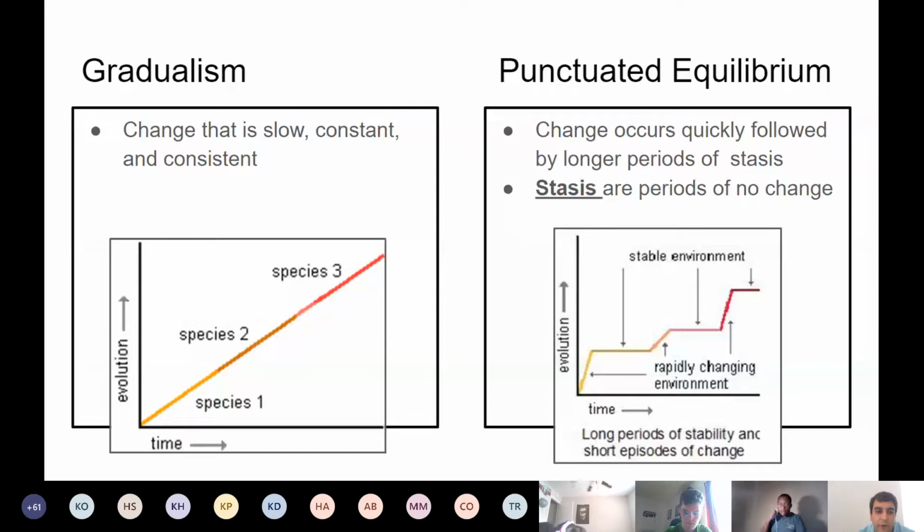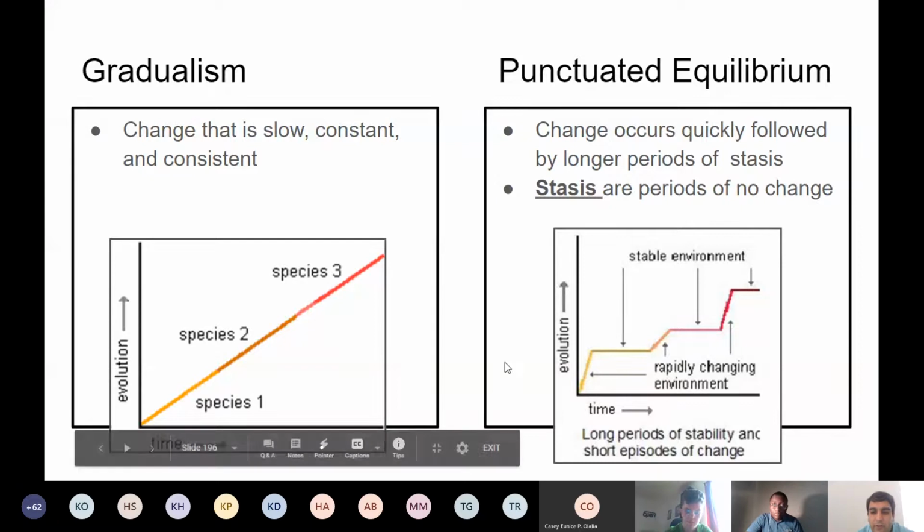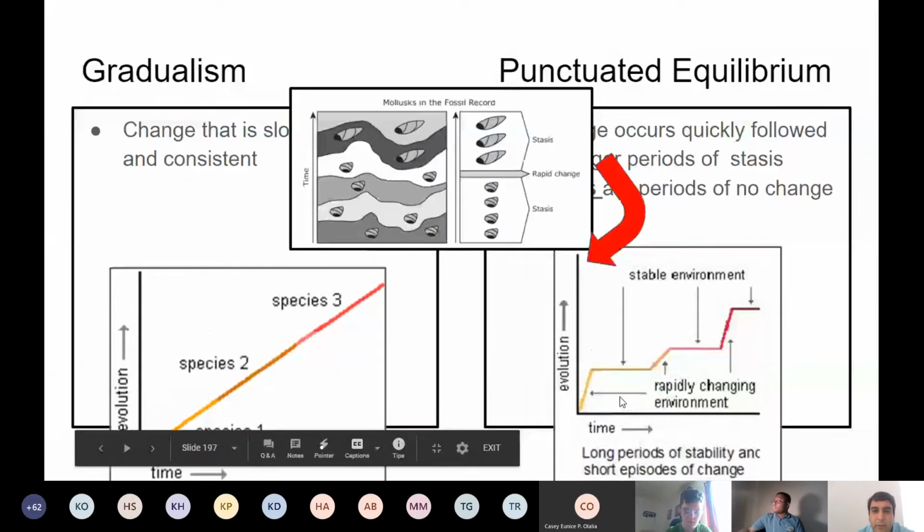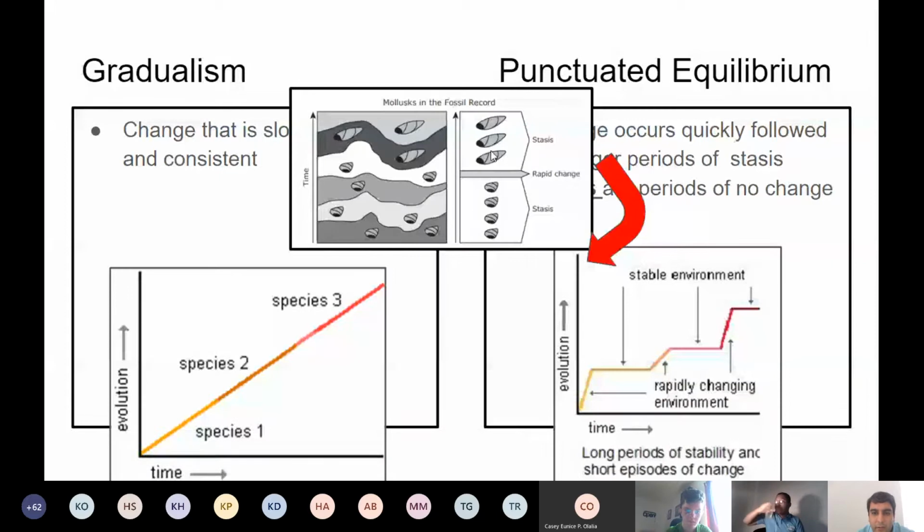So you can see gradual changes over time, like we saw with the finches, or you can get this punctuated equilibrium, which is where there's like this big thing that happens, and then suddenly they have to kind of adapt to it. So you have these long periods where you see these straight lines that are called stasis. So actually I put a picture here. When you see the stasis, they're all kind of the same, right?